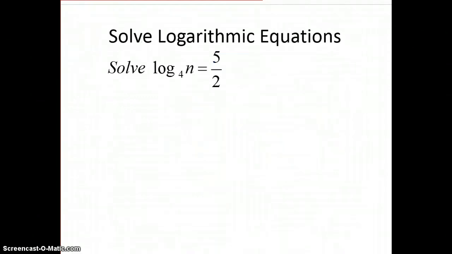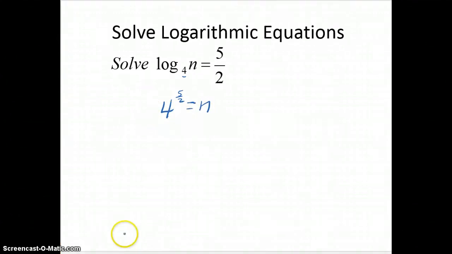If we have a logarithmic equation, notice we don't have to add an equals sign here. It's already here. But what we can do is say this is like 4 to the 5/2. And again, this is just using that basic rule, and that equals n. So if we can figure out what 4 to the 5/2 is, that's going to be equal to n. So I'm going to take 4 to the 5/2 and rewrite it as 4 to the 4/2 times 4 to the 1/2, because I would add these exponents and get 5/2.